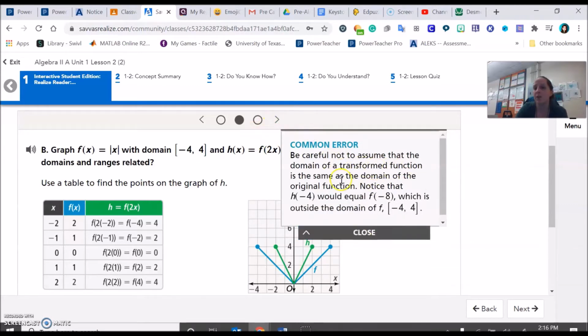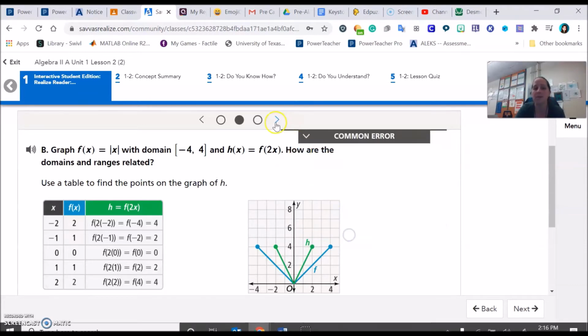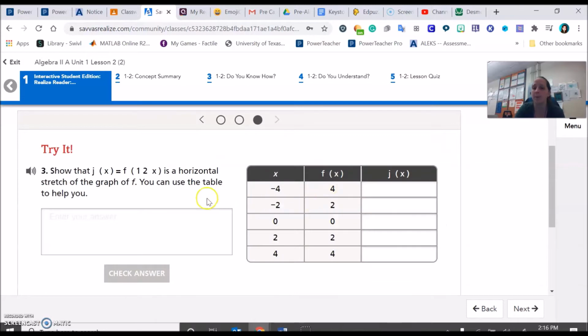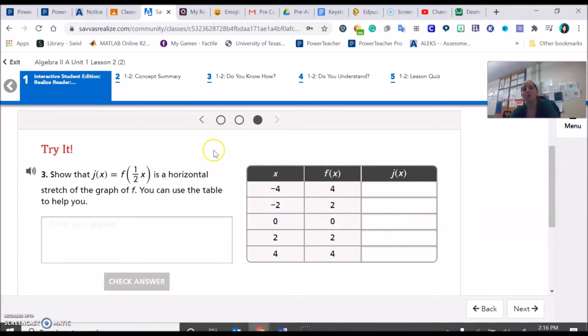So be careful not to assume that the domain of a transformed function is the same as the domain of the original function. Notice that h of -4 would equal f of -8, which is outside the domain of f, -4, 4. And just a comment here. All right. Show that j of x equals f of 1/2 x is a horizontal stretch of the graph of f. You can use the table to help you.